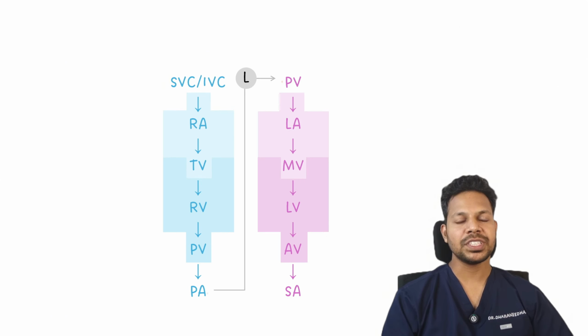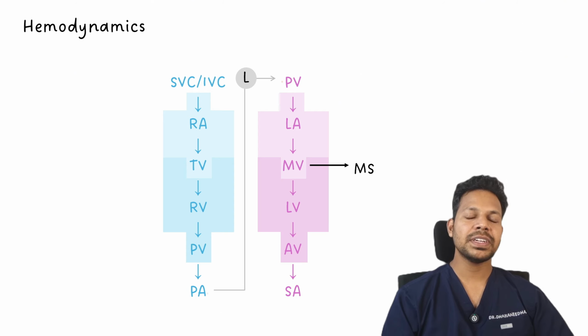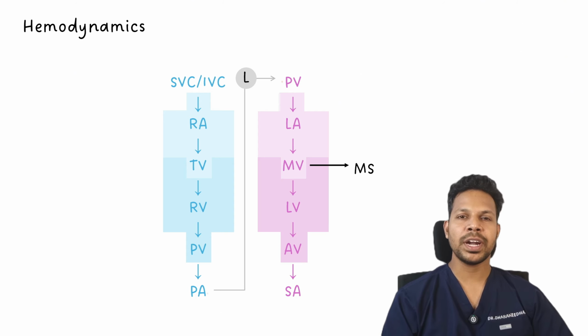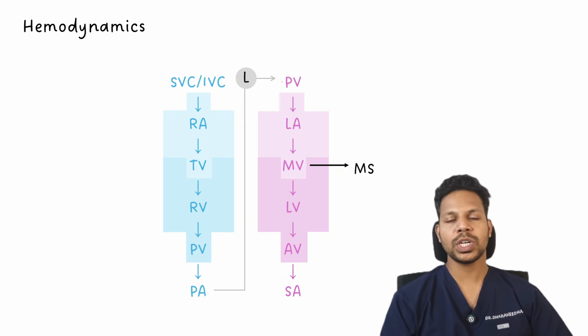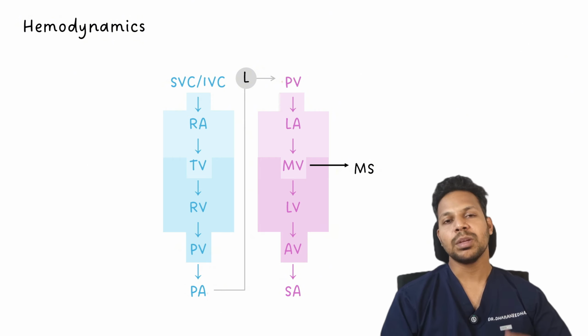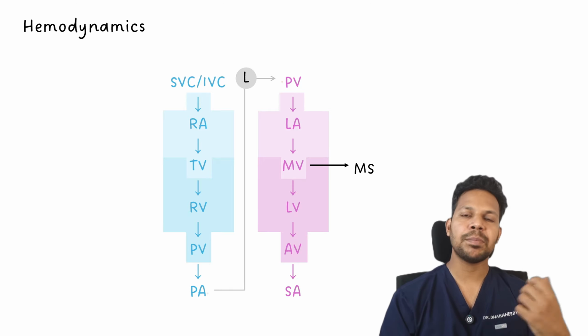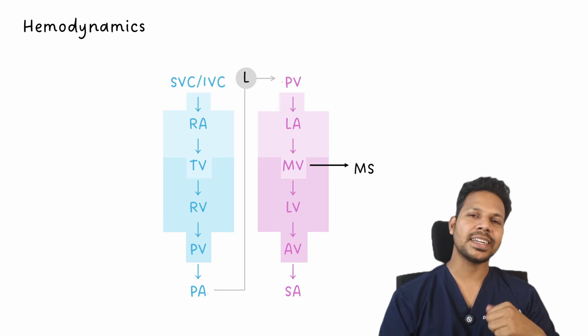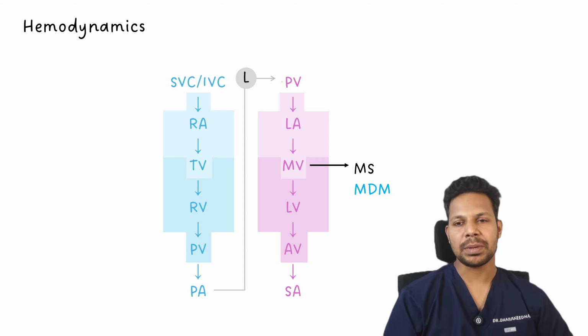Now let's look at the pathophysiology or hemodynamics of mitral stenosis. The primary problem is at the mitral valve. When the mitral valve is stenosed, the blood flow from the left atrium into the left ventricle is obstructed or slowed down because of this stenosis, and the blood flow from the left atrium into the left ventricle happens during diastole, and hence there is a diastolic murmur. A mid-diastolic murmur is heard.